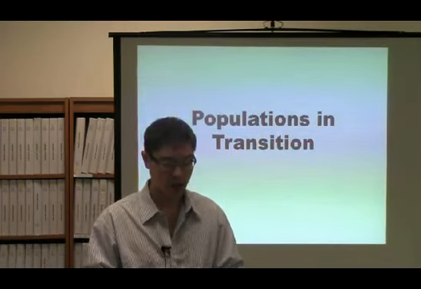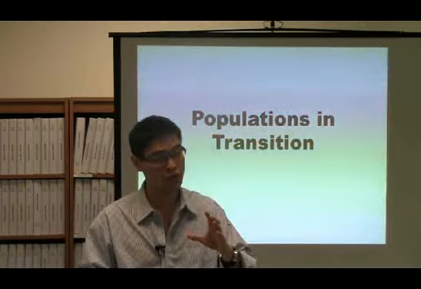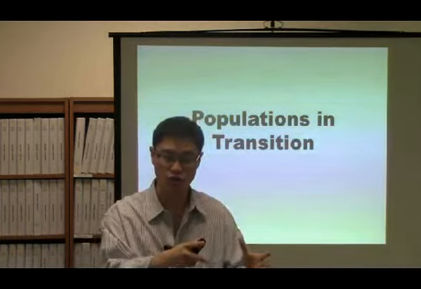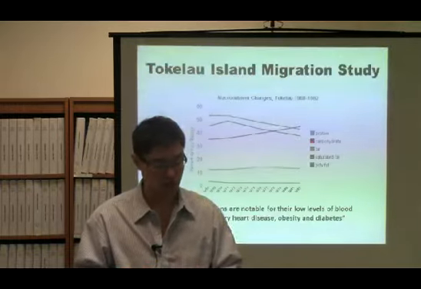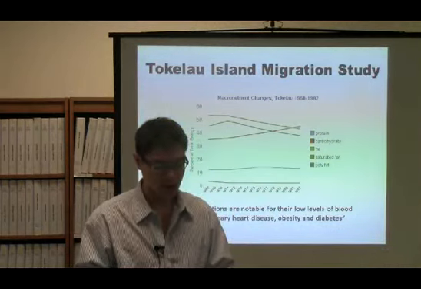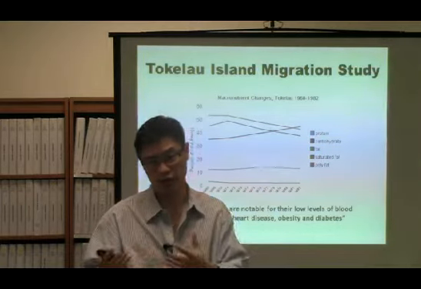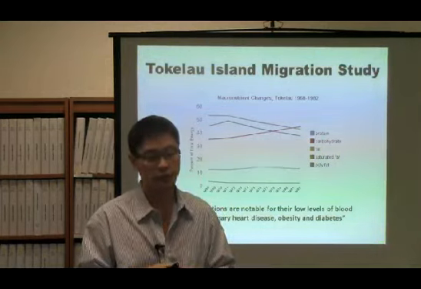If you look at populations in transition, so now there have been studies of populations that have gone from very traditional societies and moved to basically the Western society. And the best studied of these is called Tokelau, which is a Polynesian island group. So they were very isolated, so they ate mostly coconuts and fish.